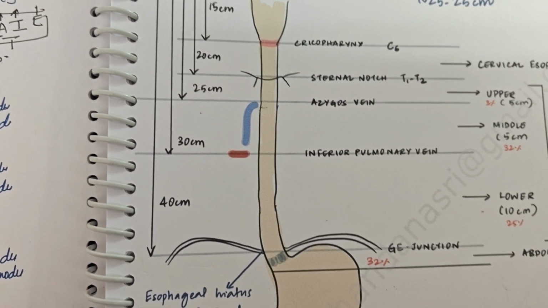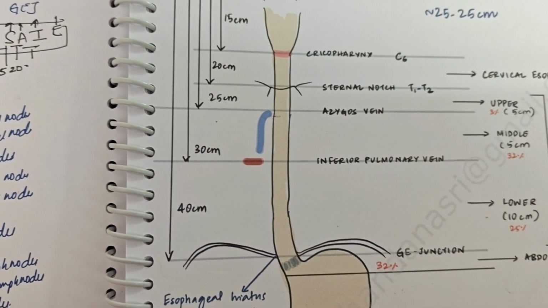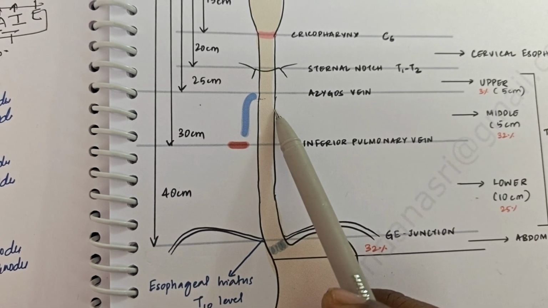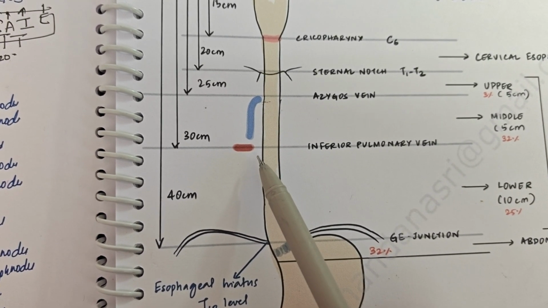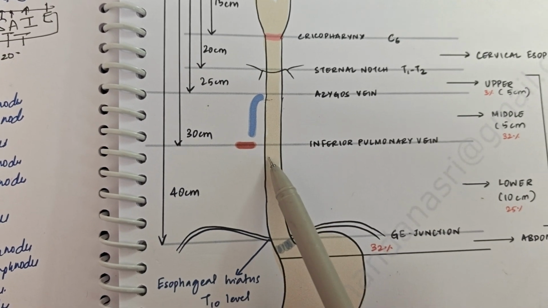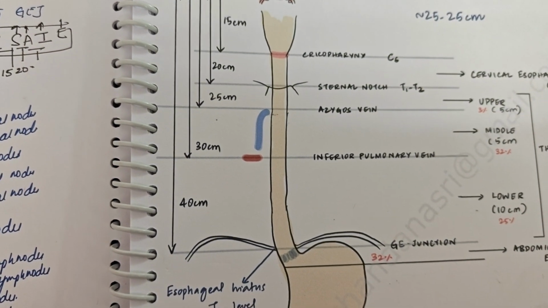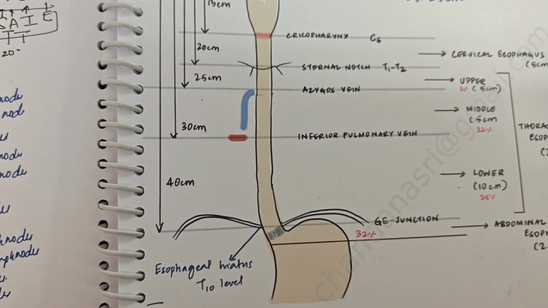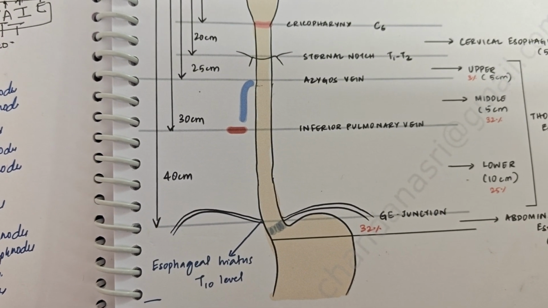What is the middle thoracic esophagus? From the lower border of the azygos vein to the inferior pulmonary vein. These are the inferior pulmonary veins. Understanding, right? So that is also the inferior border. So that is the middle thoracic esophagus.